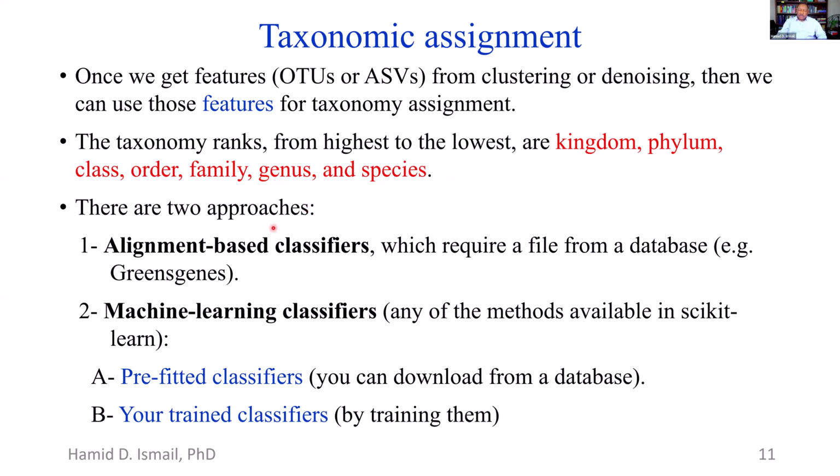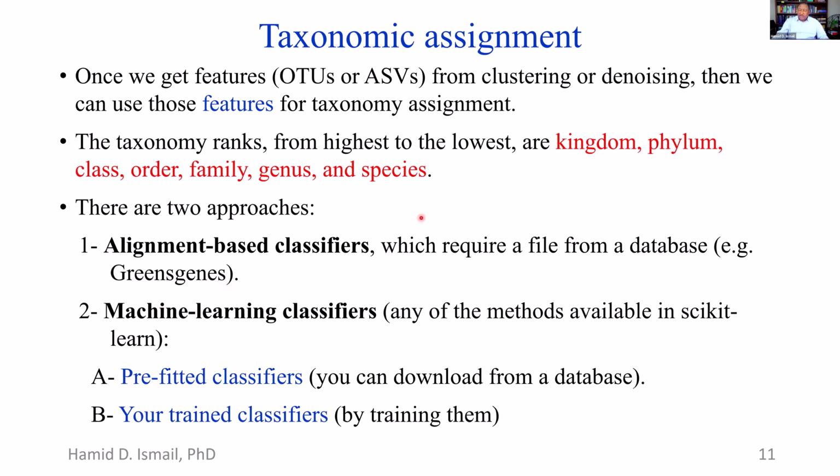So there are two approaches. One is an alignment-based classifier: we align to a database. The second one is a machine learning classifier. So here we are using two strategies. When we use a database to align the sequence, the database contains already known bacteria. If we align this sequence to the database, we will identify it just like BLAST. Here we have a database we call Greengenes.